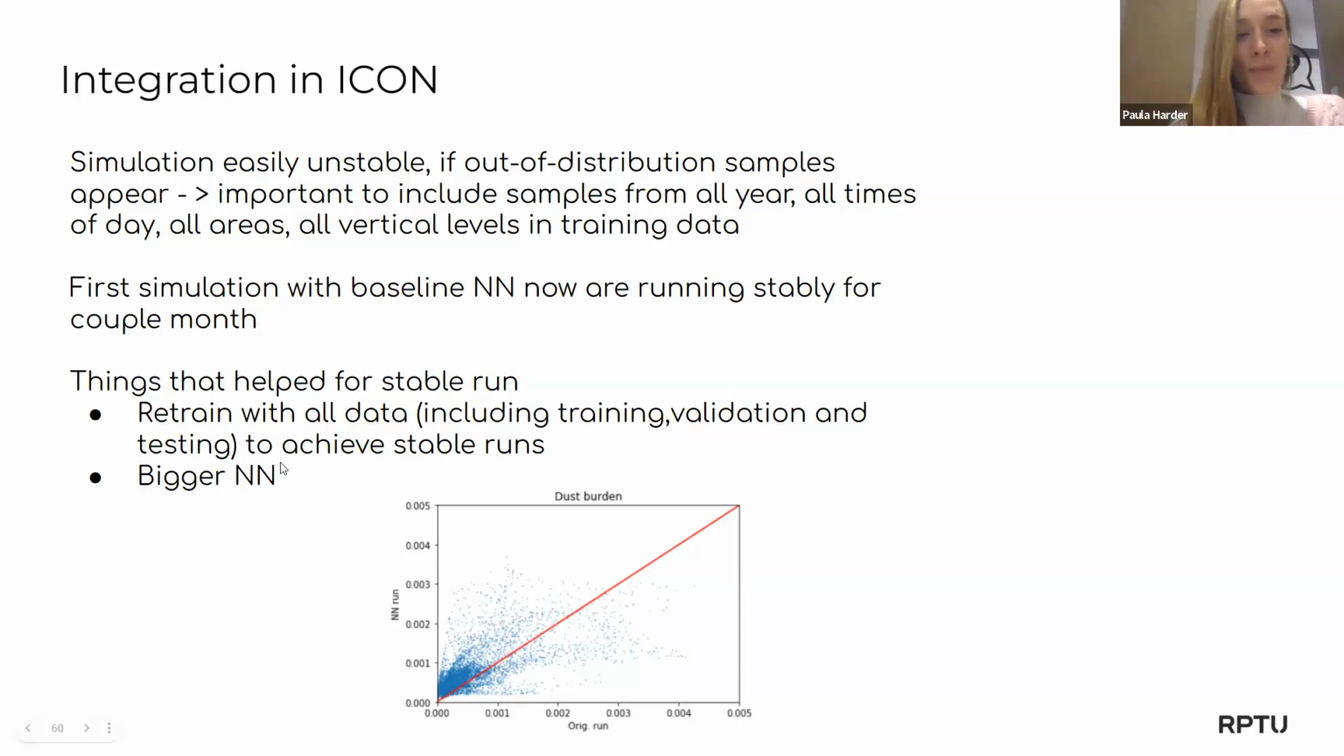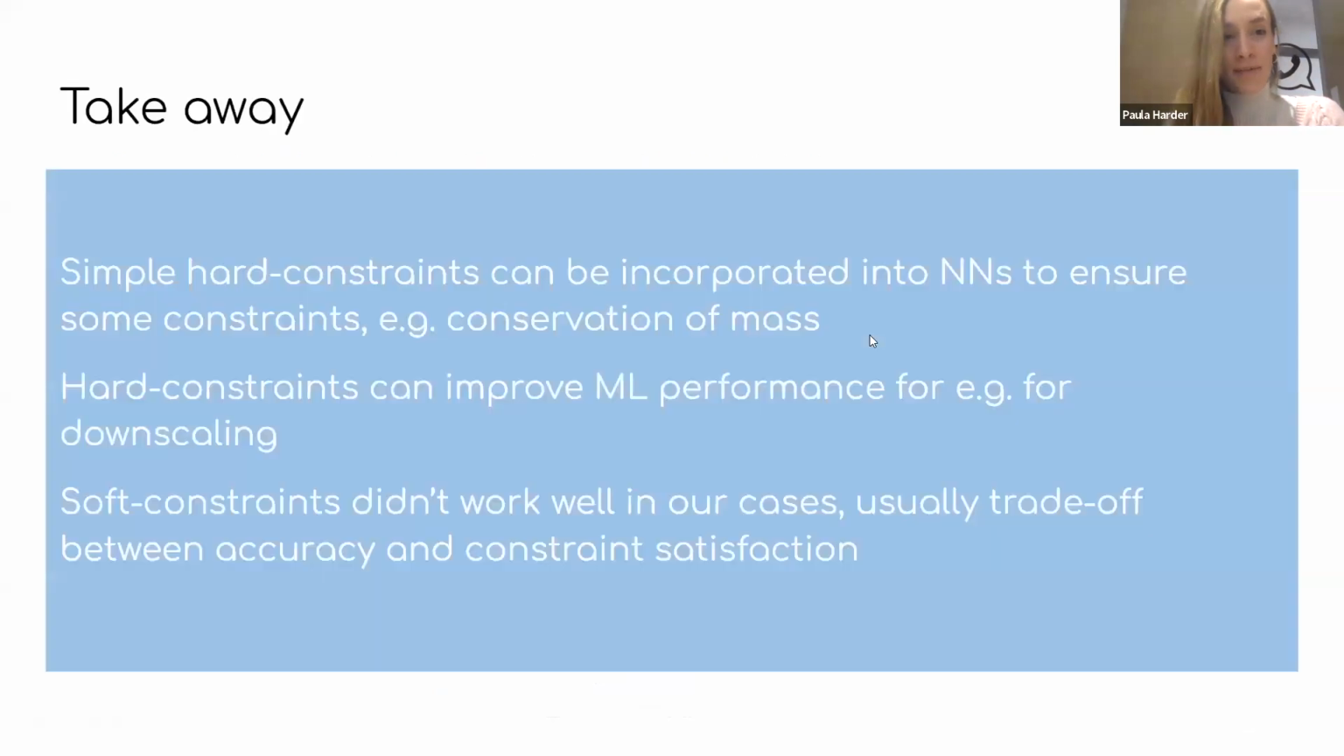Here it actually helped to make the neural network a little bigger. I decreased the size to be faster, but it's a trade-off. If it's too small, it's just not doing well. And here are some first online results of the dust burden after a month, and we can see some drift here. We have a little too much mass, but that's without constraints. So hopefully the constraints will help with that.